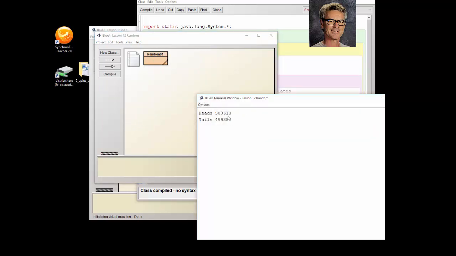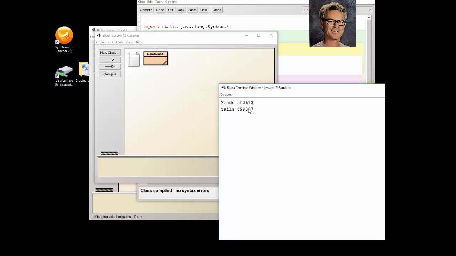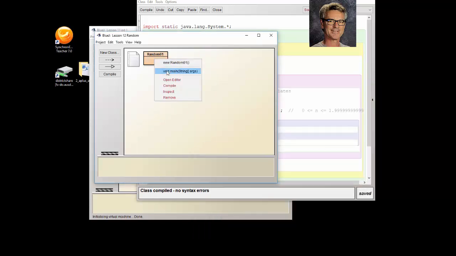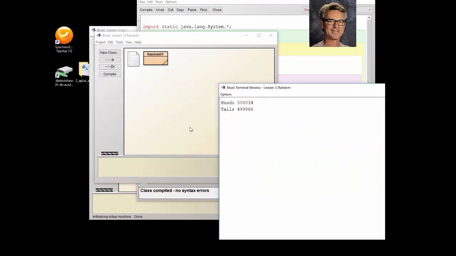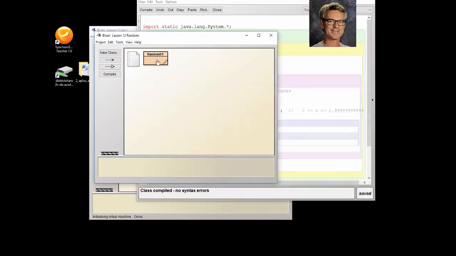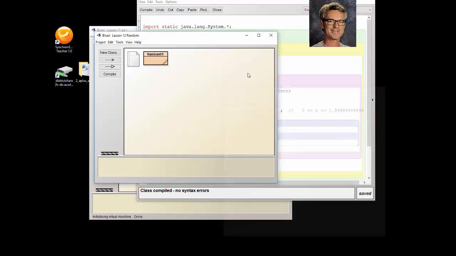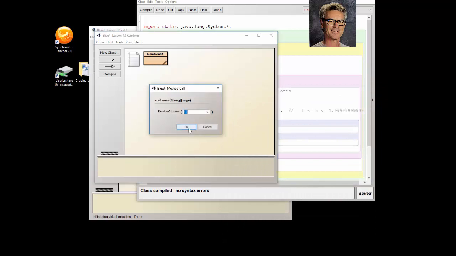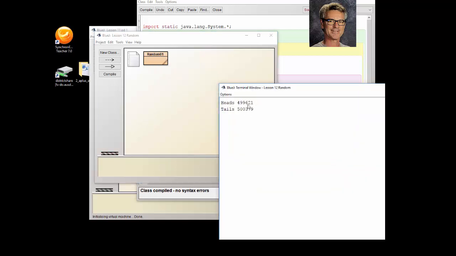So a little over 500,000 heads and just a little below 500,000 tails the first time. Next time through, it might have more tails than heads. They're really close, being 50.0%. They're right on. And you can see it's up or down, heads or tails, but right on.